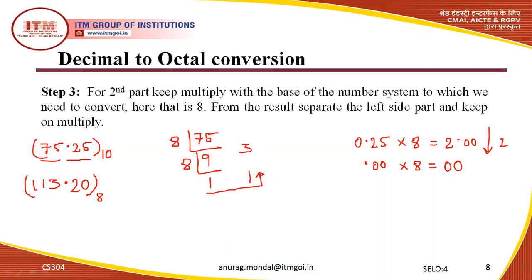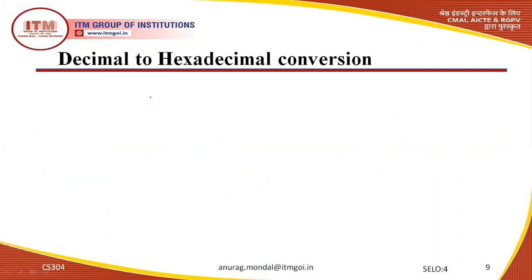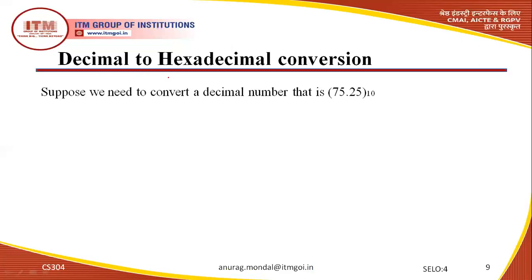Let's move on to the next thing. That is the hexadecimal number, that is from the decimal number. Same thing, we have the same number, decimal number. So how can we convert?